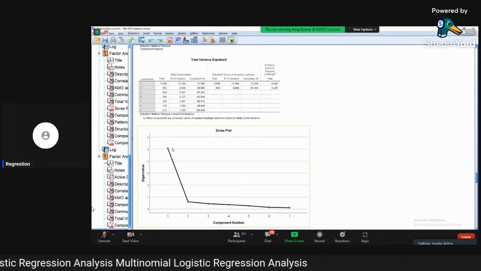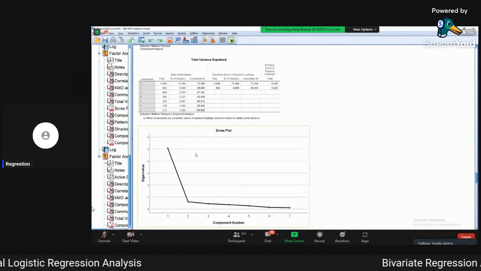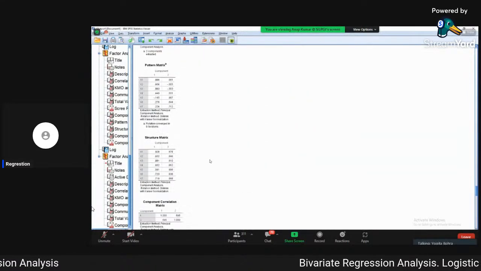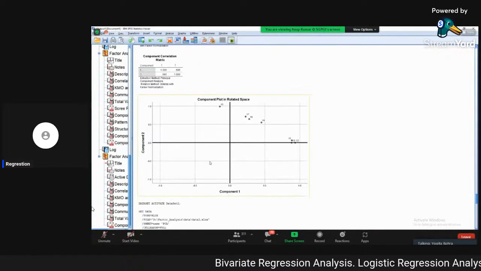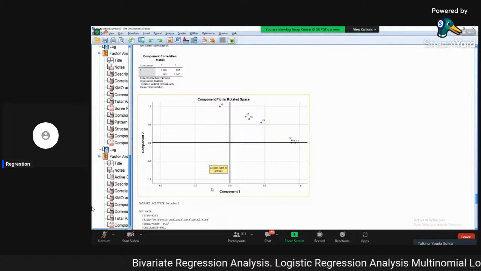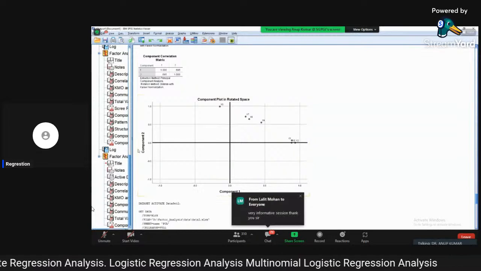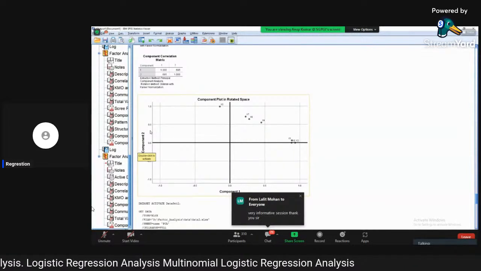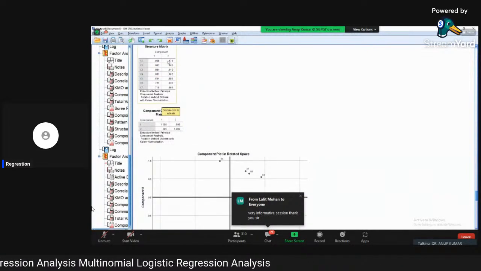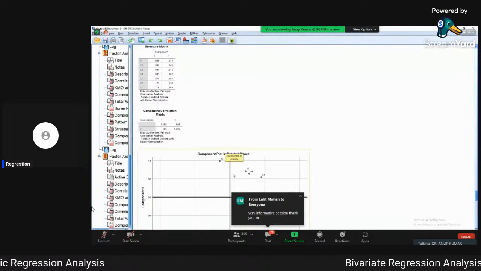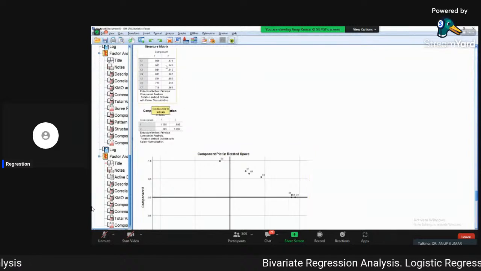One more thing: without rotation, when the plot was constructed, it was written as component plot, and the axes were component 1 and component 2. So what do component 1 and component 2 exactly mean? This is factor 1 and this is factor 2. You can see that this is the value and this is plotted over here. This is the biplot of this.